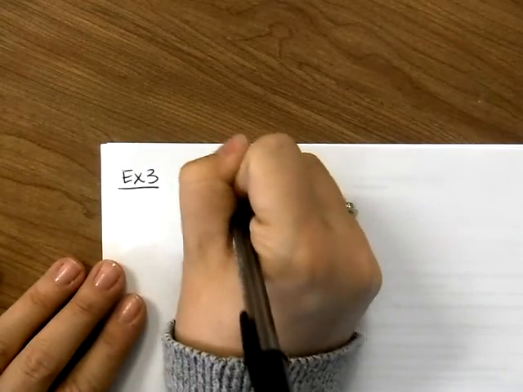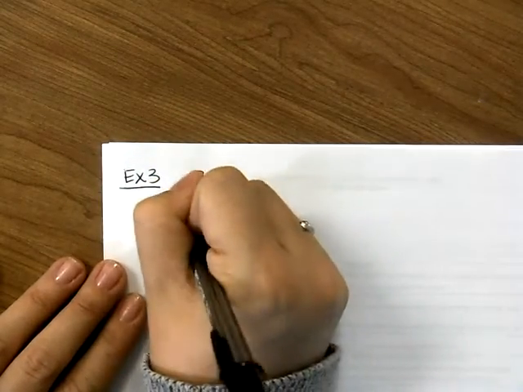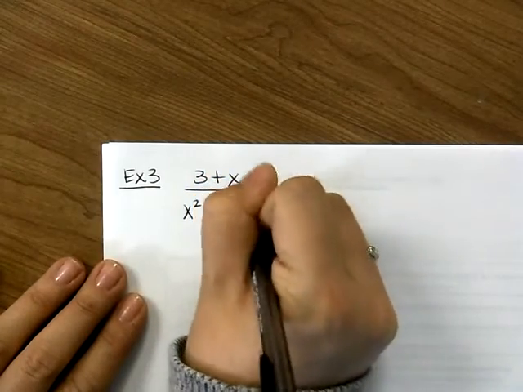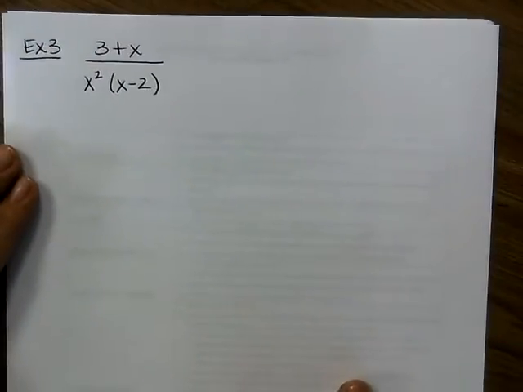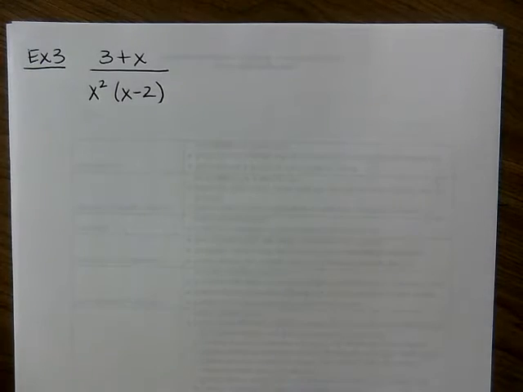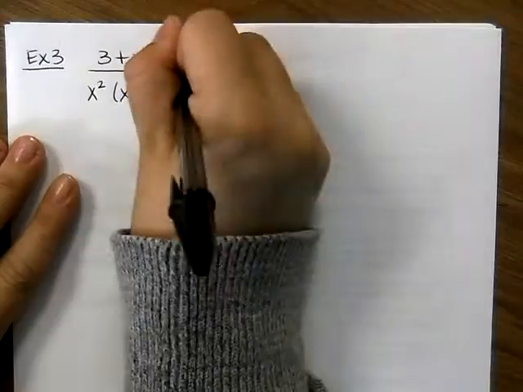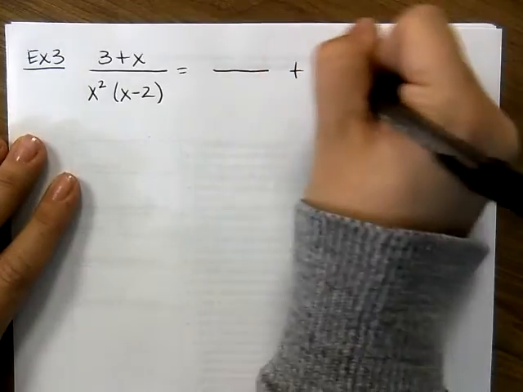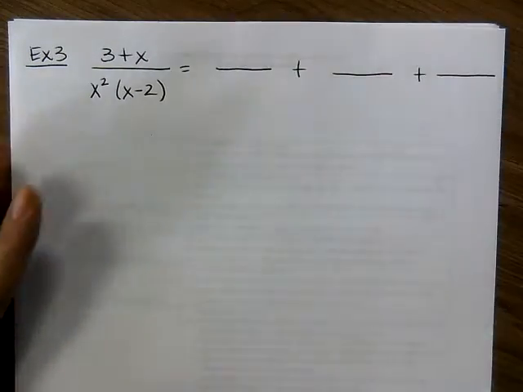We have 3 plus x over x squared times x minus 2. Okay, you're going to start trying this one on your own. So what I want you to do is I want you to set it up and then stop. So I just want you to set it up. See what pieces you would have. How would you break it down? I'm going to give you a hint. There are 3 pieces.